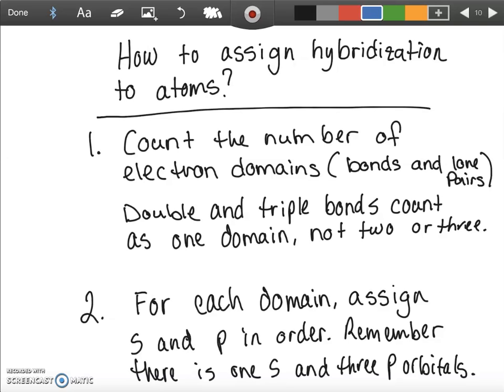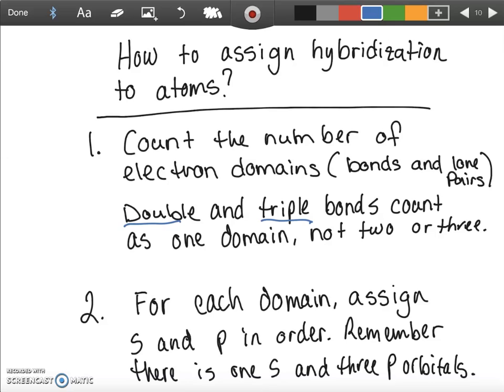First, we need to count the number of electron domains. An electron domain is considered a bond or a lone pair. So anywhere there's a bond or lone pair, we count that as an electron domain. Things to be careful of when you're talking about electron domains: you count double and triple bonds as one domain.